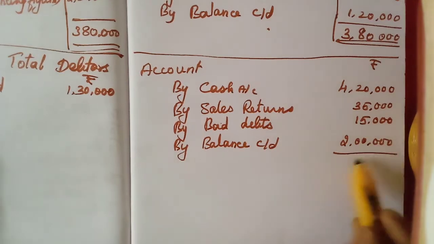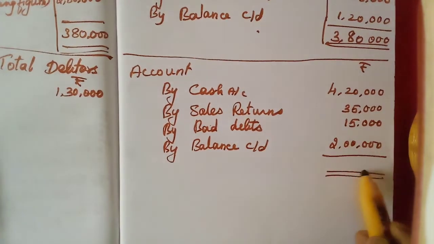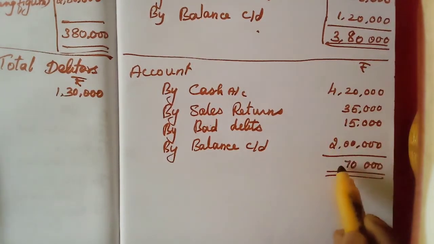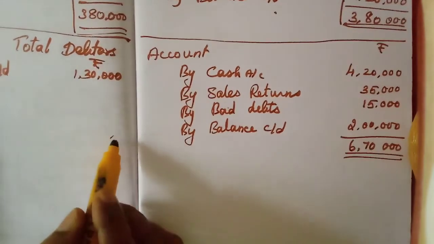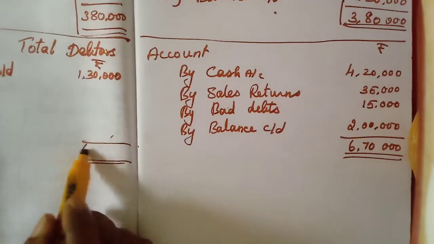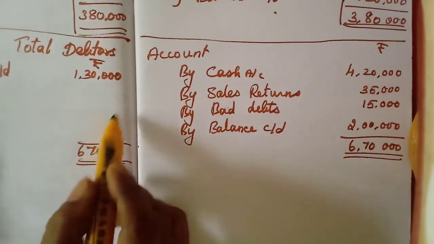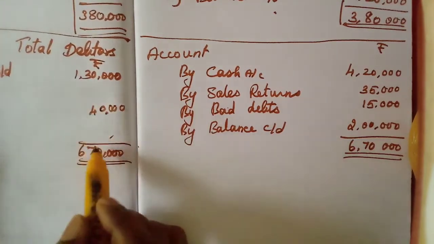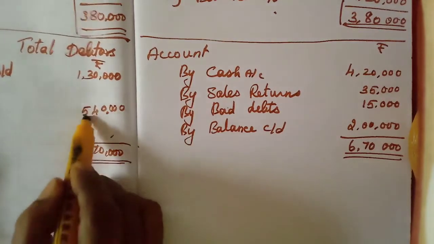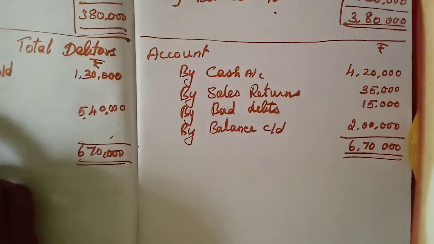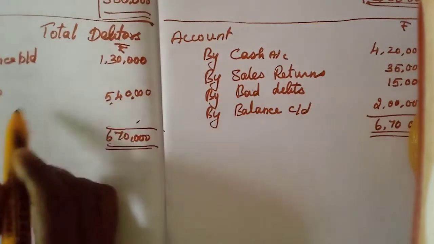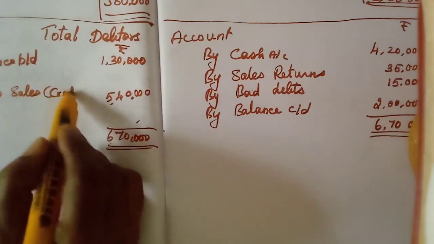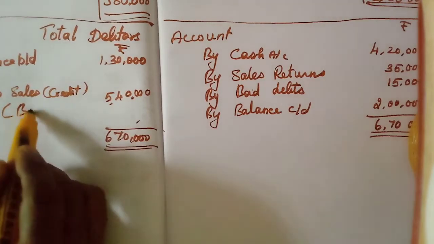Okay, now we will add. By 10, balance 1, 3, 6, 7, 4 plus 2, 6. So write the same amount here, 6,70,000. Then balance 0, 3 plus 4, 7, 5 plus 1, 6. So 5,40,000. We should write this one to sales, bracket credit. Then here balancing figure.